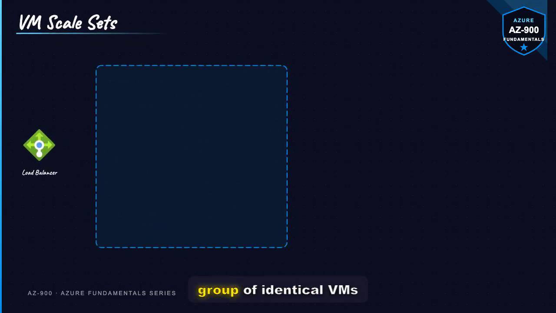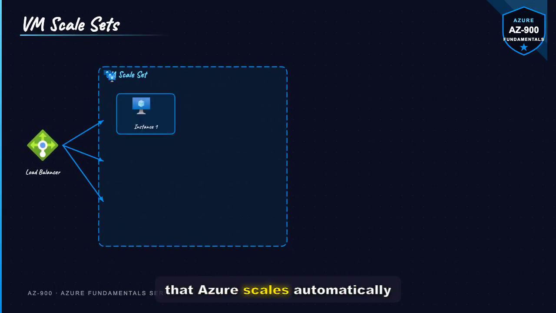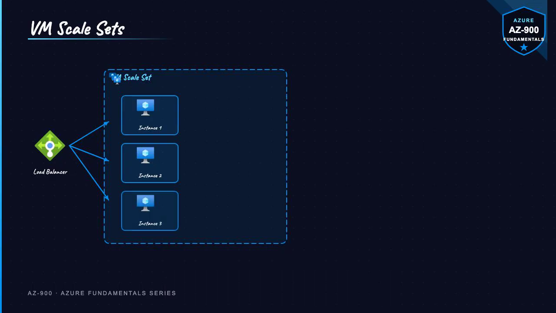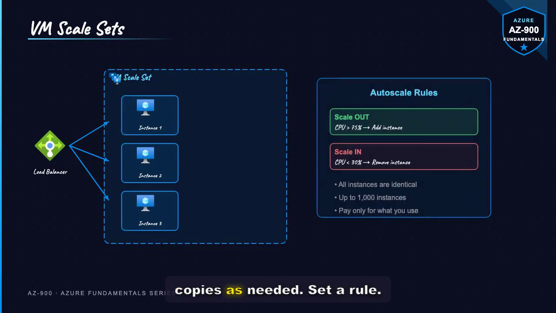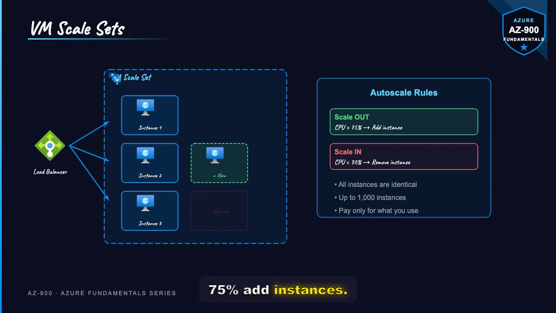A VM scale set is a group of identical VMs that Azure scales automatically based on demand. You define a base image and Azure creates copies as needed. Set a rule. When CPU exceeds 75%, add instances. When it drops below 30%, remove them. Scale sets work with Azure Load Balancer to distribute traffic. Use them for workloads with variable or unpredictable traffic.